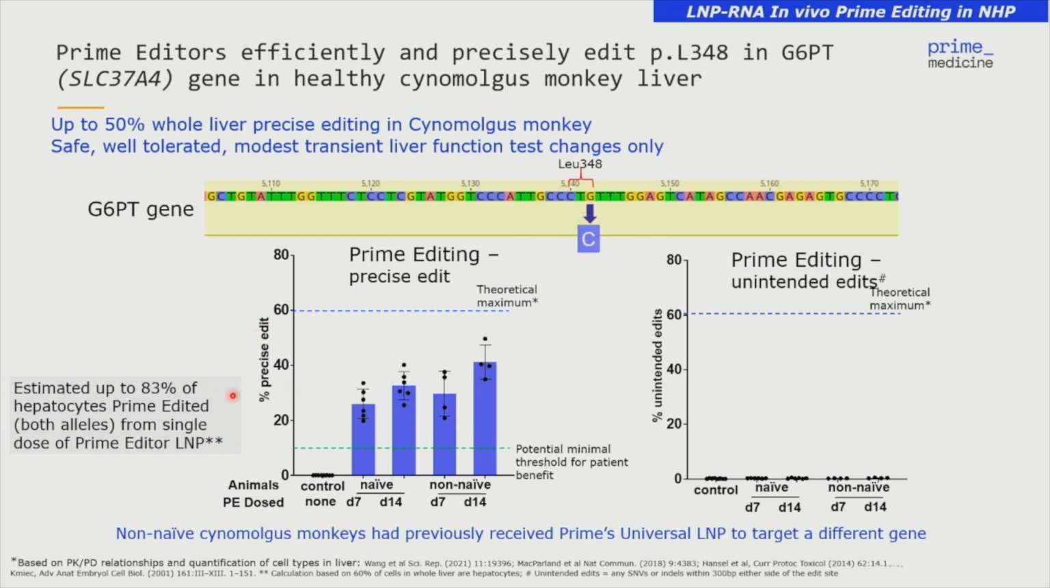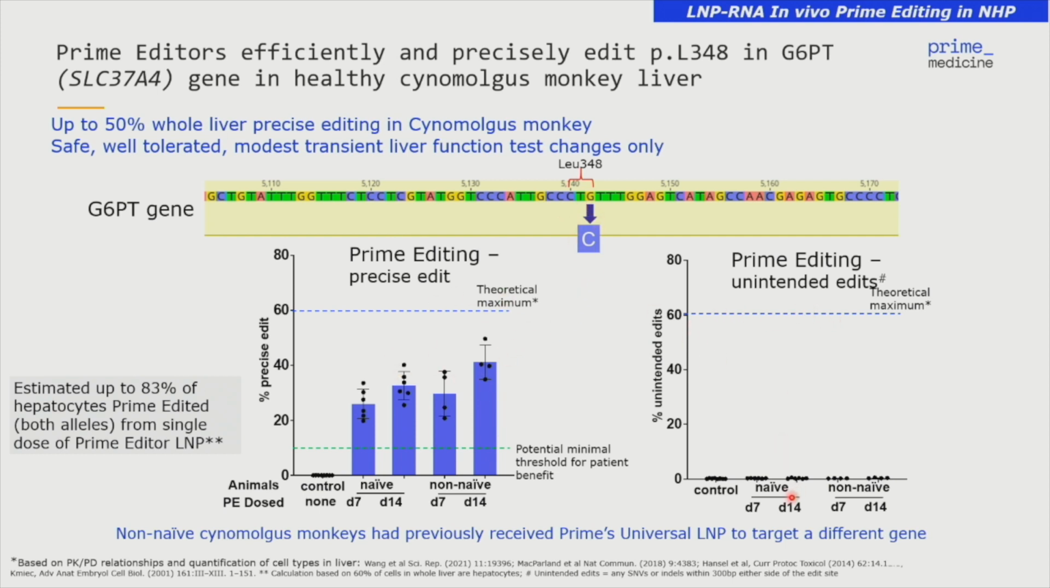And you can see that in these primates with a single infusion that's highly well tolerated, we get high efficiency editing in different cohorts of animals here, 2 different cohorts. You can see we've achieved almost 50% editing in whole liver, which we estimate is over 80% of the hepatocytes precisely edited. So incredibly exciting that this is working in primates.